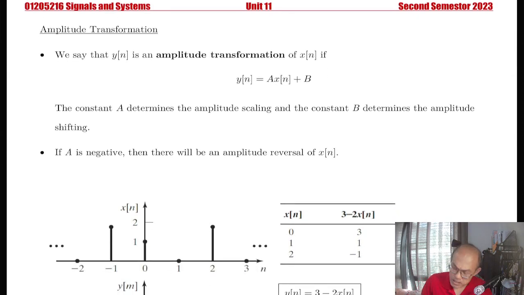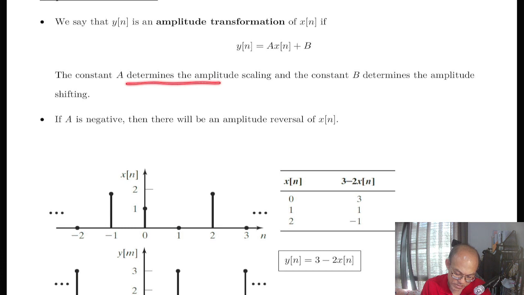Another transformation, another operation is called amplitude transformation. In amplitude transformation, we can scale it and we can shift it up or down. A is the scaling factor and B is the offset. Okay, the constant A determines the amplitude scaling and the constant B determines the amplitude shifting or the offset.